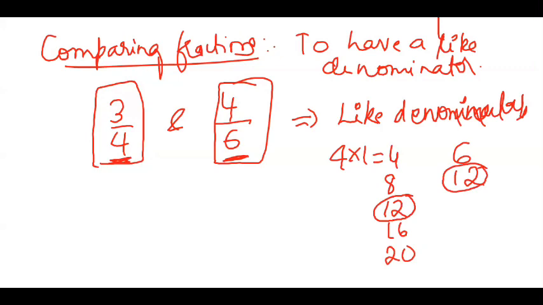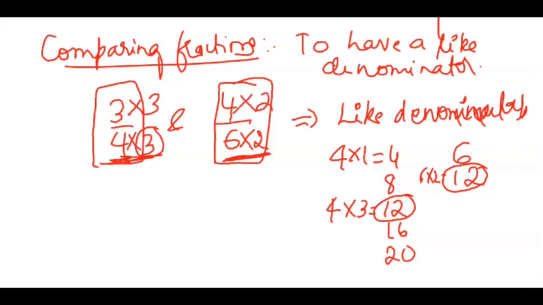Yes. Can we not arrive at this decision that 4 into 3 is equal to 12 and 6 into 2 is equal to 12? So to get a like denominator, can we not multiply 6 with 2 and 4 with 3? Yes, you can. So 4 3 times is 12 and 6 2 times is 12. When you multiply something in the denominator, you are going to multiply the same thing in the numerator as well. So it is 3 into 3 is 9, 9/12, and 4 2 times is 8, 8/12.